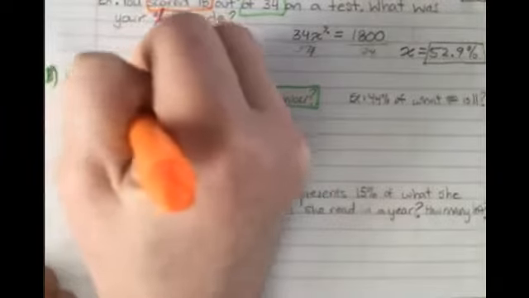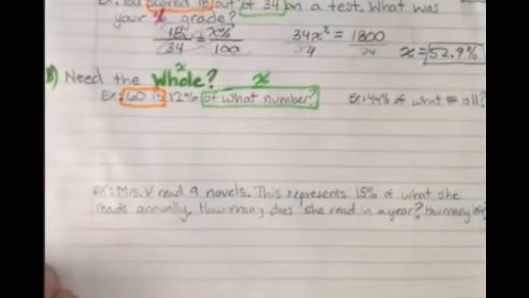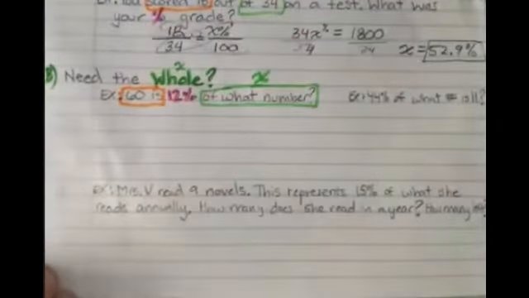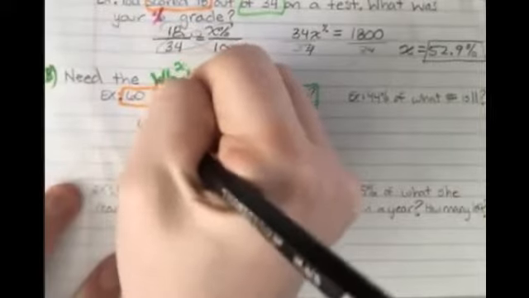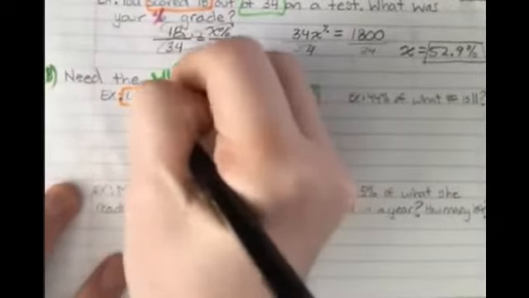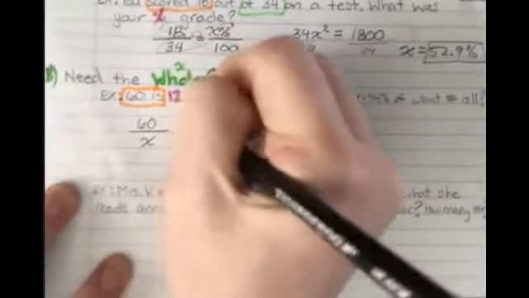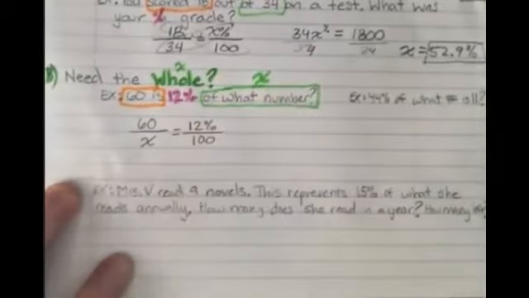The is next to the number 60. And the percent is 12%. So this time we're looking for the denominator. Now let's plug in what we have. It's the same exact formula. 60 is your part, so that goes on top. Whole goes on the bottom, so that's where your x goes, equals 12% over 100.